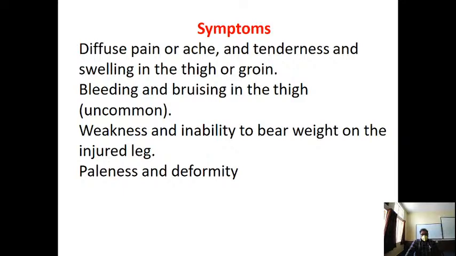Coming to the symptoms, there will be a diffuse to severe pain or ache at the site of the fracture, and we can elicit tenderness and swelling in the thigh or the groin depending on the site of the fracture. Bleeding and bruising are usually uncommon. They only occur in compound fractures. Weakness and inability to bear weight on the injured leg owing to the fracture, obviously. We must check for any paleness, because if there is any paleness, then we should suspect a neurovascular injury and it should be tended to promptly.